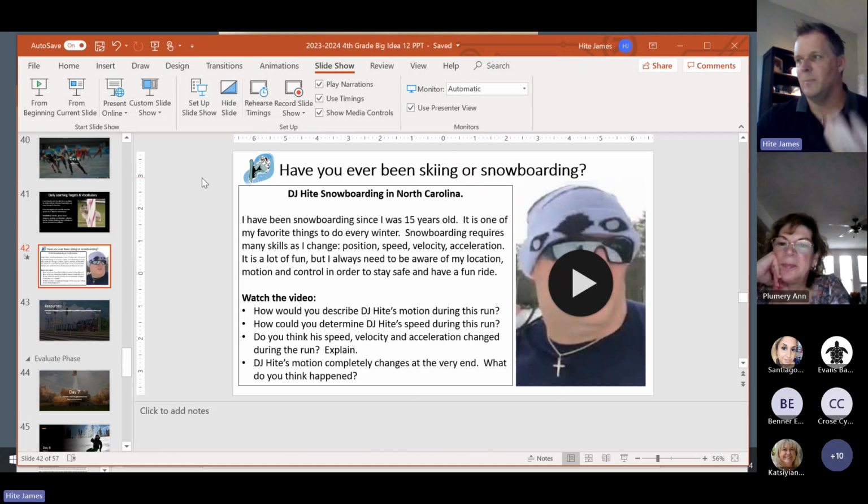Would students be able to describe the motion? Could they figure out my speed? What would they need to figure out how fast I was going? I will tell you, I don't go as fast as I used to back in my 20s. As long as I can stay up and go that way, I am good. But also, did my velocity change? Did I change direction? Did I do any acceleration? Did I slow down, speed up, all that good stuff?